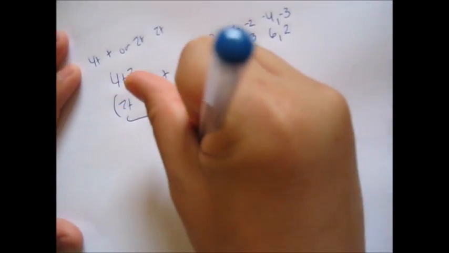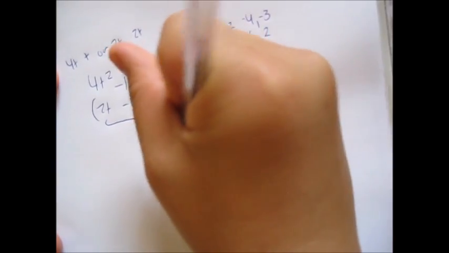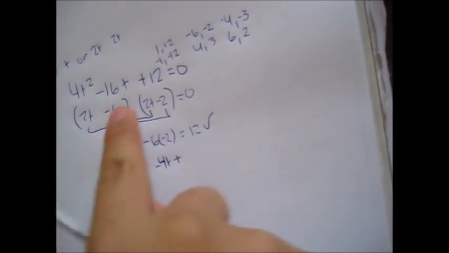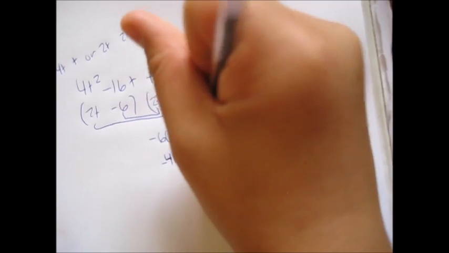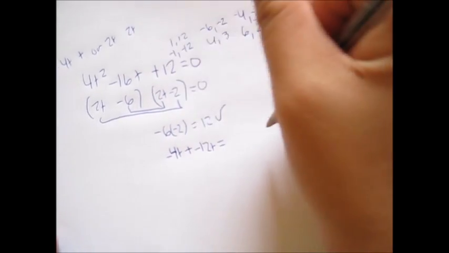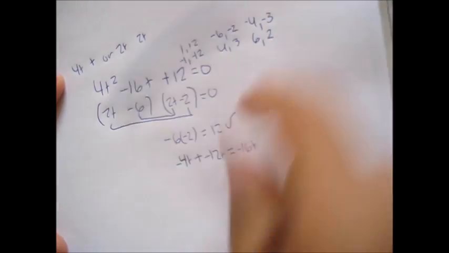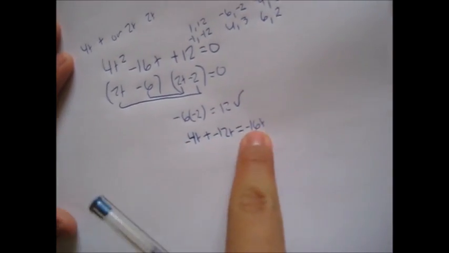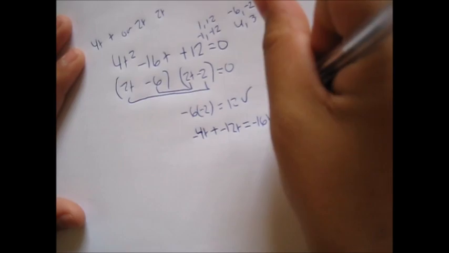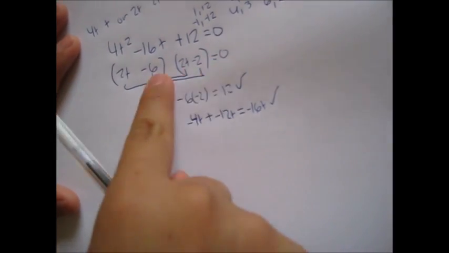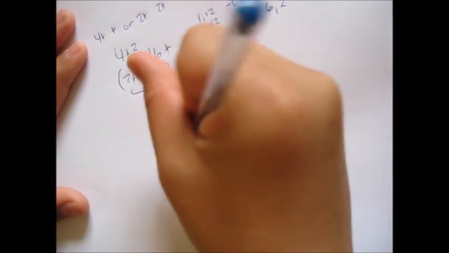So 2t times 2 equals 4t, -4t, oh, didn't see that. And -6 times 2t will equal a -12t. You add those together and it equals -16t. And then, if you got it right, those are the 2 numbers you need.